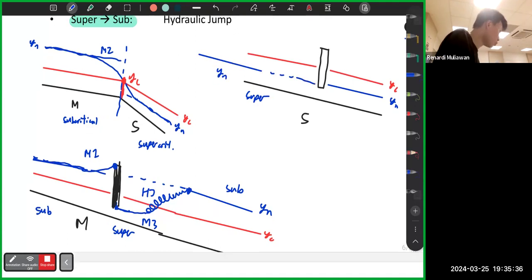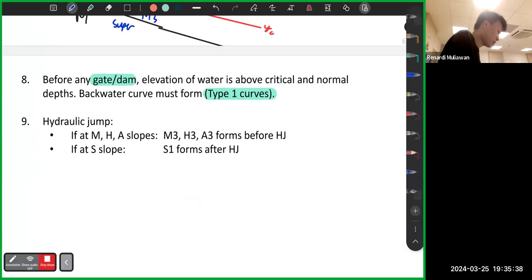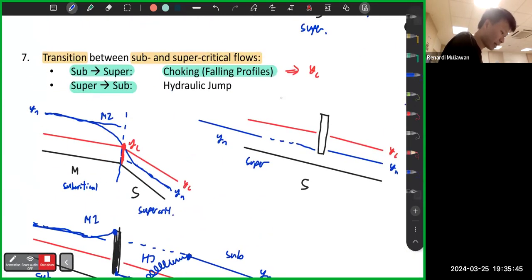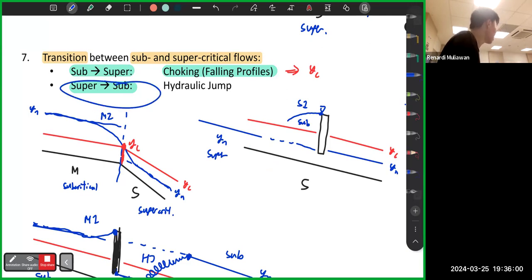But then if you notice, rule number 8 just now, right? Rule number 8, before any dam, it should be a type 1 curve. So if you remember, S1 looks like this. Okay? So if you see here, there's a mismatch. This one is a subcritical flow. This one is a supercritical flow. Super to sub is a hydraulic jump. So there will be a hydraulic jump here and then S1. So that's how you check.